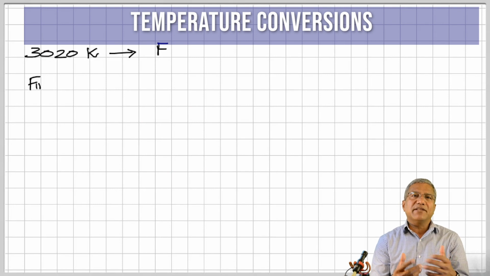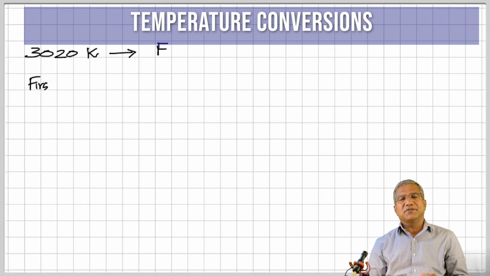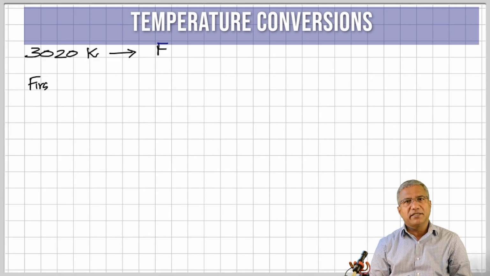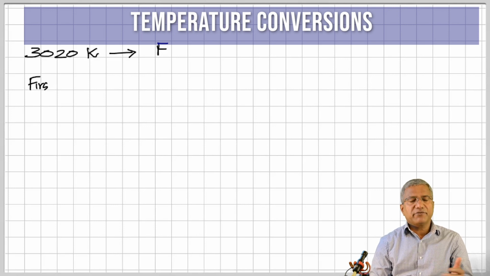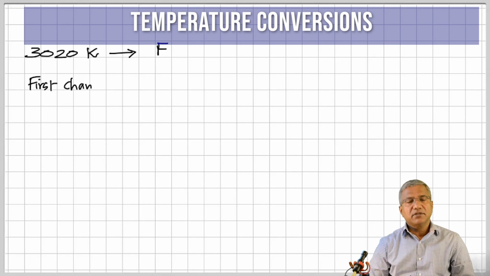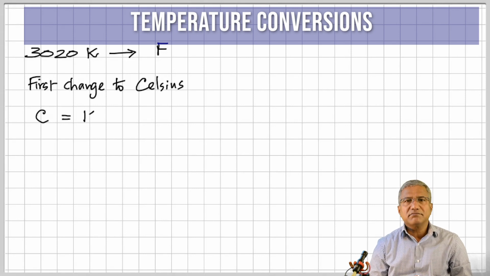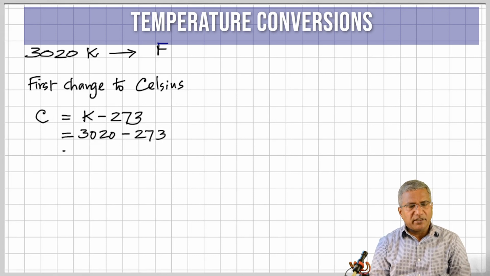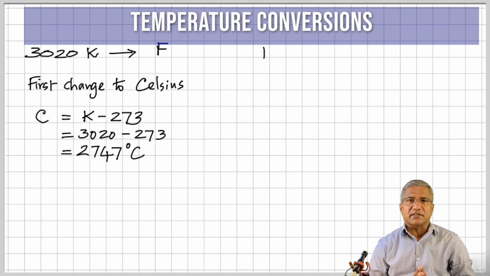Here is a WebAssign question. It won't be the same numbers, but it will help you do the WebAssign a lot faster. You are given 3020 Kelvin, and you have to change it into Fahrenheit. So you're going from Kelvin to Fahrenheit. First let's change Kelvin to Celsius. For 3020 Kelvin, just subtract 273 and you get it in Celsius, right? So 3020 minus 273, and putting it in a calculator, you get 2747 degrees Celsius.